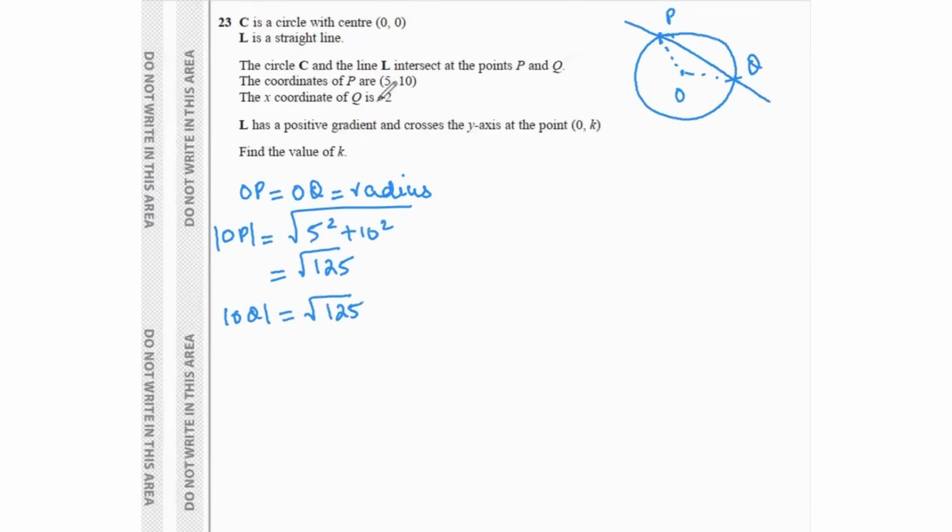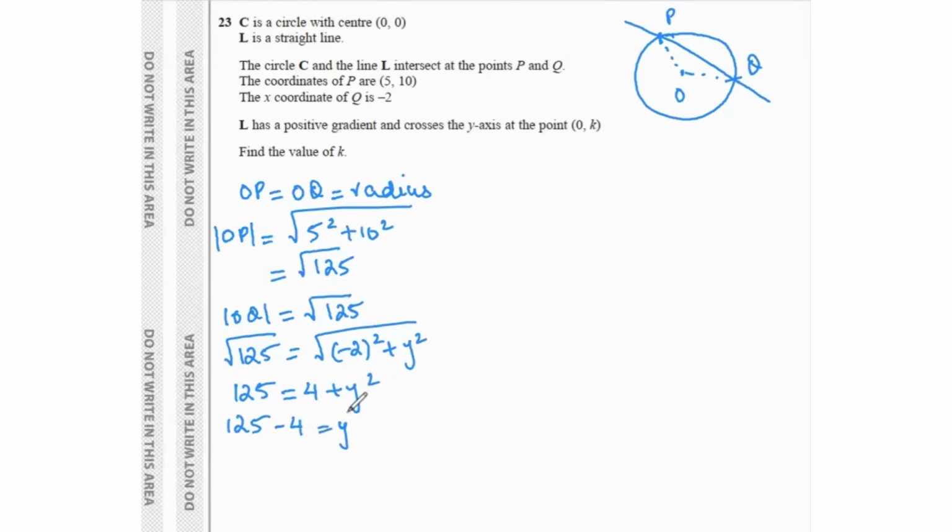So using this value, we can find the y coordinate of Q. Square root of 125 equals the square root of (-2) squared plus y squared. The square roots get cancelled out. So 125 is 4 plus y squared. 125 minus 4 equals y squared. That's 121. Taking the square root on both sides, it's plus or minus 11.